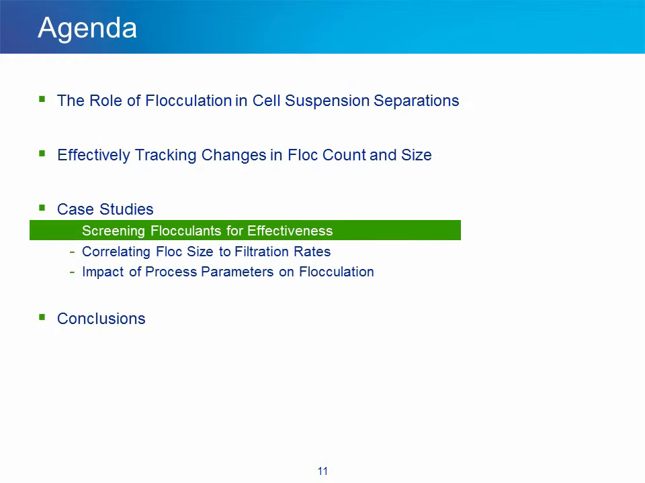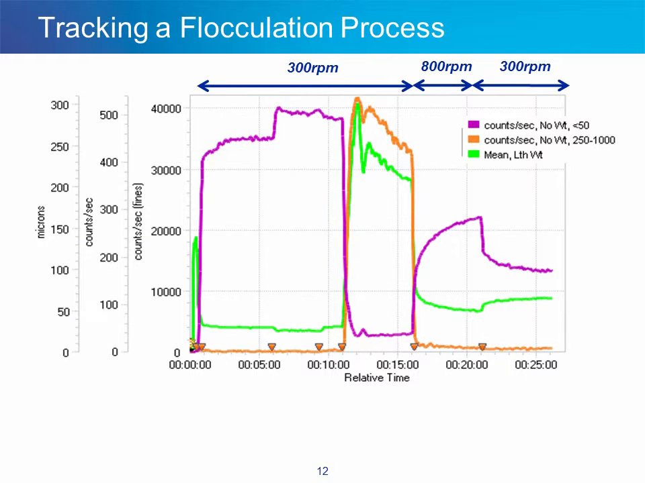So we'll move on to some case studies where the use of the tools or the use of the FBRM technique is actually shown for some systems that flocculate. So here we're looking at classic FBRM data associated with a process that's flocculating. We're looking at how three statistics are changing over time. The statistics that we've chosen are the counts less than 50 microns, so the small material in our system, counts between 250 and 1,000, which is obviously the larger material in our system, and then finally the mean length weight, which is simply an indication of the overall or average floc size.